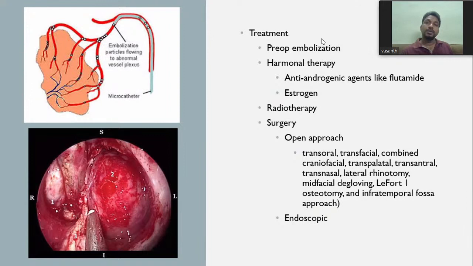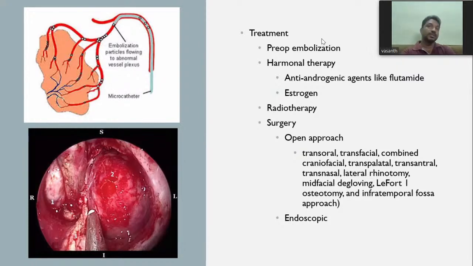And then we have hormonal therapy, because it is stated that it is due to some hormonal imbalance in teenagers that you get this angiofibroma. So anti-androgenic drugs like flutamide have been tried, and estrogen has been tried for reducing the size of the tumor. Radiotherapy is given to decrease recurrence, and 30 to 35 fractions have been tried in the post-operative period also.